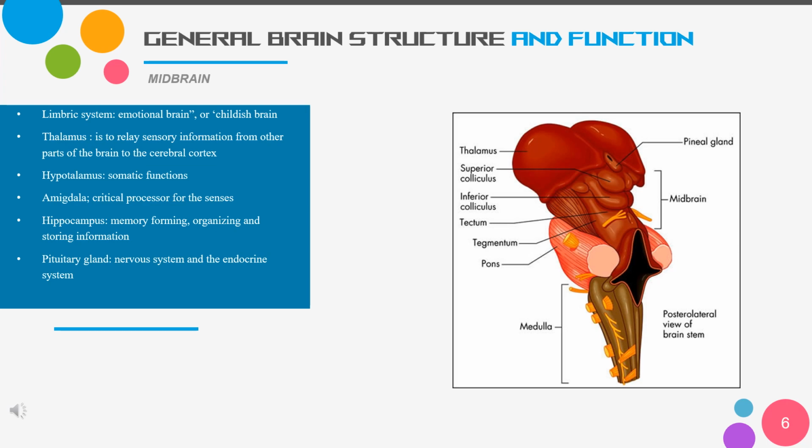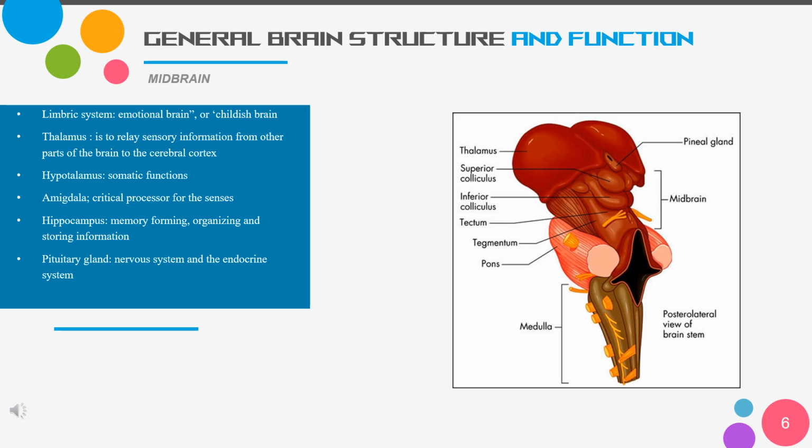The first one is the limbic system. The limbic system is often referred to as our emotional brain or childish brain. It is found buried within the cerebrum and contains the thalamus, hypothalamus, amygdala, and hippocampus. The second one is thalamus. The primary role of the thalamus is to relay sensory information from other parts of the brain to the cerebral cortex.